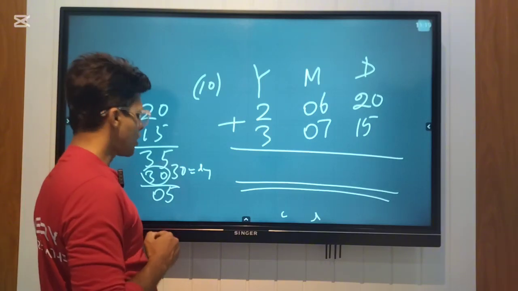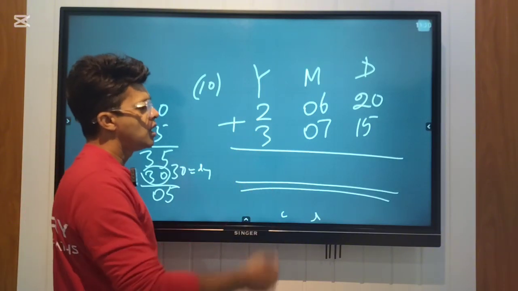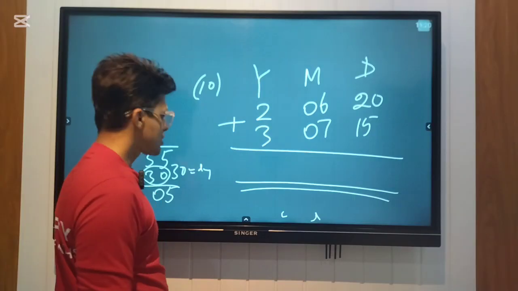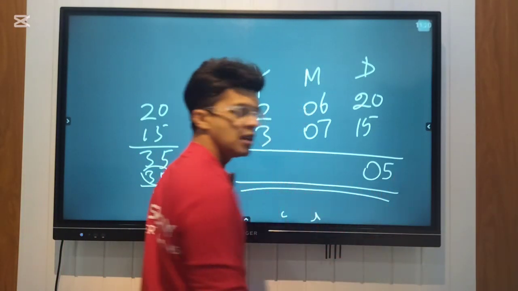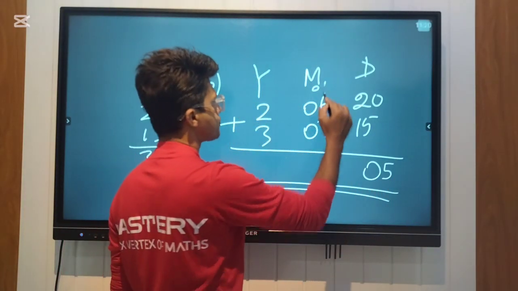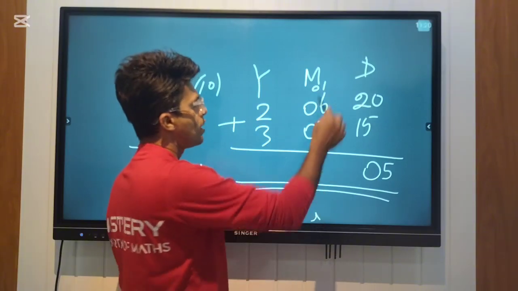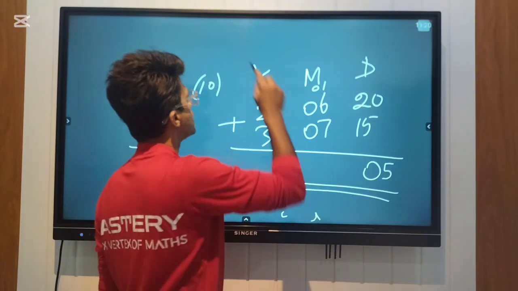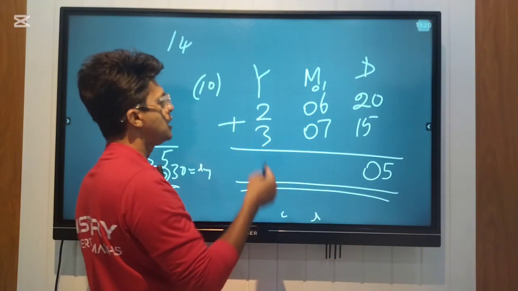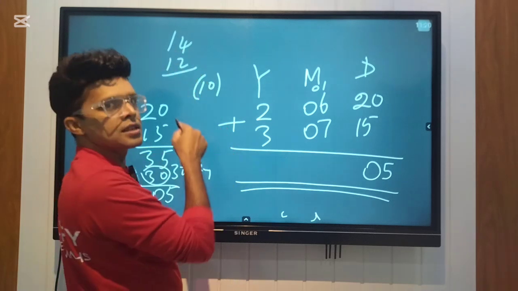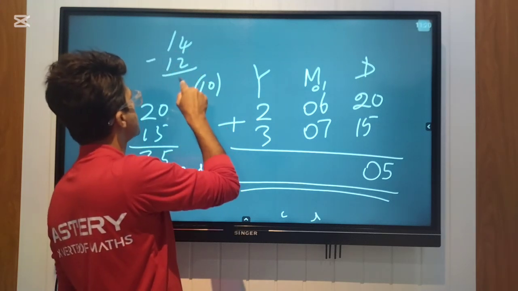So 30 days means 1 month. That 30 days is brought to this side, and anyway here you need to write 5. Now 30 days means 1 month, so 1 plus 6, 7 plus 7, 14. Then 14 also cannot be written here, the reason being 14 months. 14 minus 12 is then here 2.